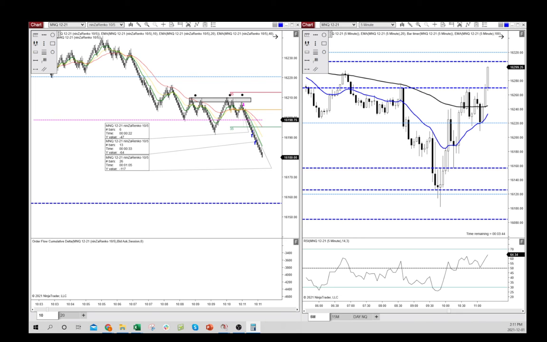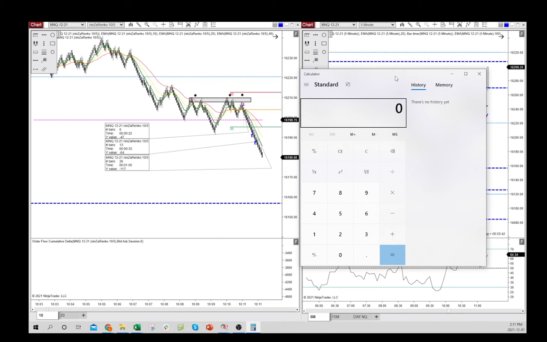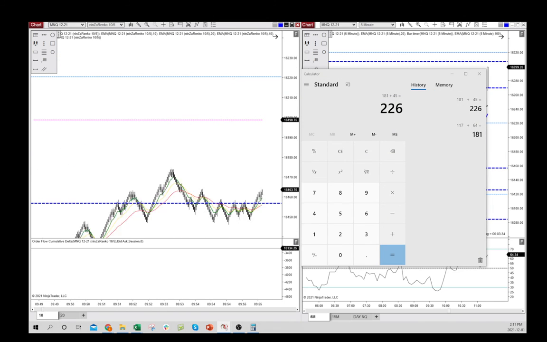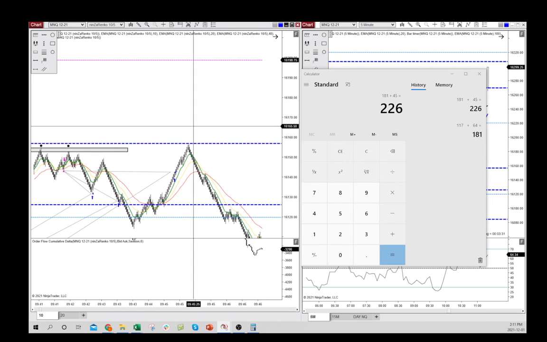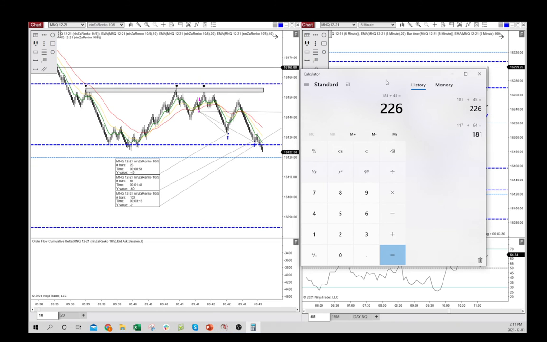I can't remember my. We have here 117 plus 64 plus 45 is 226. Plus 45 plus 60 plus 2 times 0.5, 50 cents a tick, $166, something like that. Sounds about right. Anyways, good day, 2 trades, 2 wins.